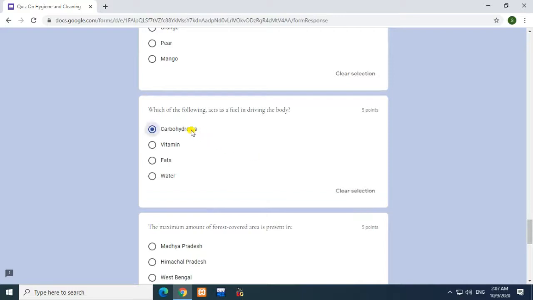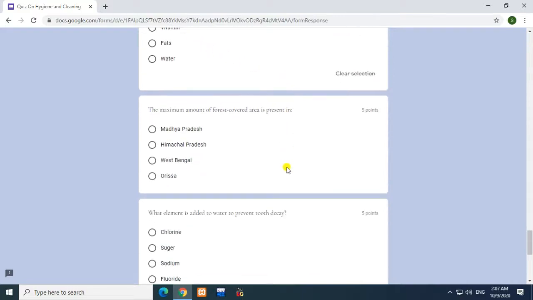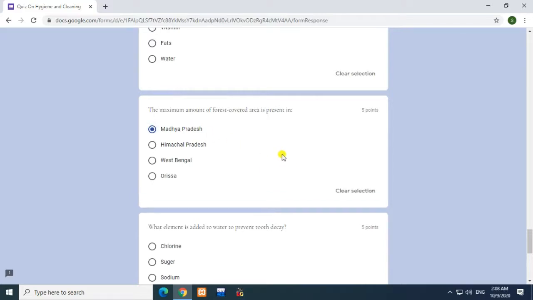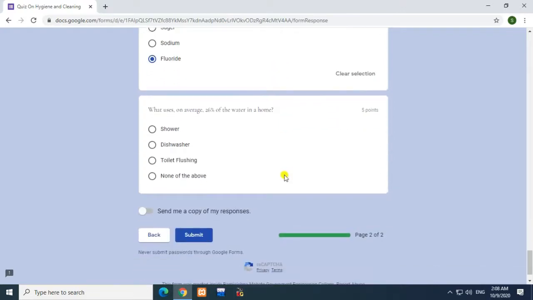Answer: carbohydrates. Question: the maximum amount of forest covered area is present in. Answer: Madhya Pradesh. Question: what element is added to water to prevent tooth decay? Answer: fluoride. Question: what uses on average 26% of the water in a home? Answer: toilet flushing.